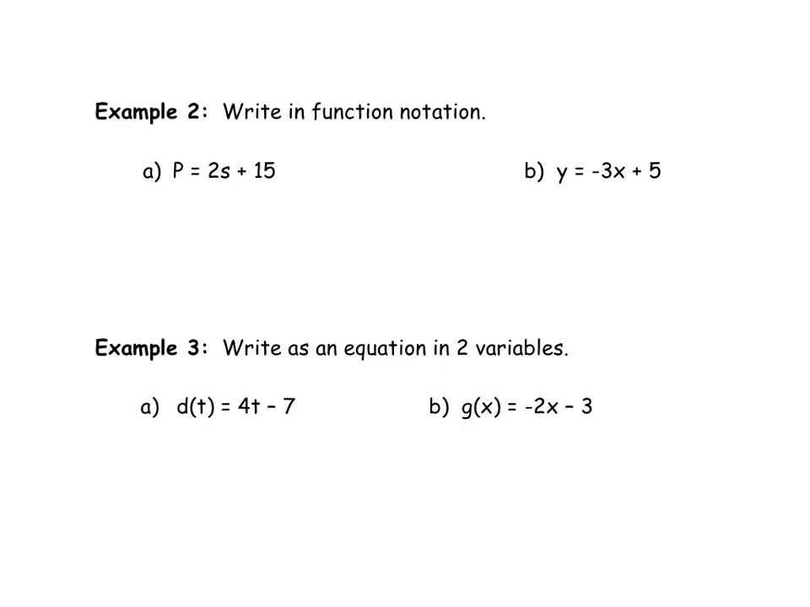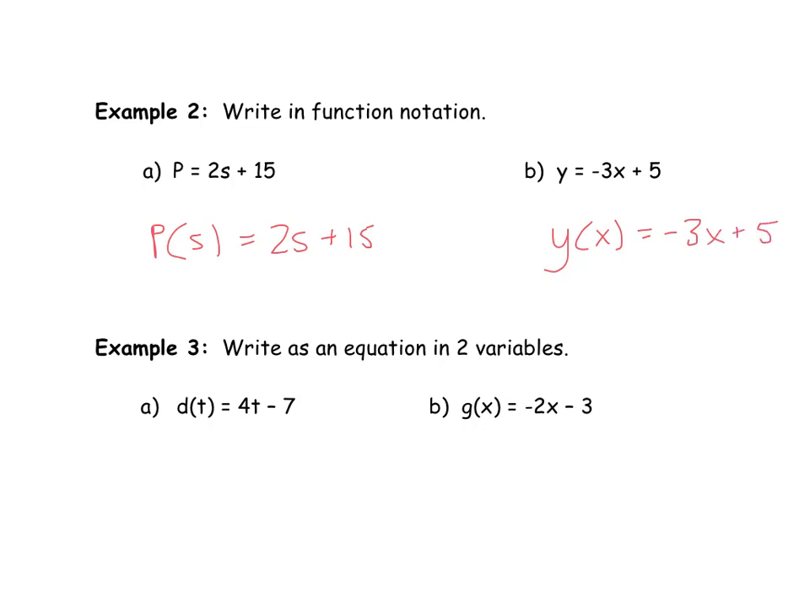Alright, example 2. Write in function notation. So notice here in this formula we have P equals 2s plus 15. So s is your independent variable, P is your dependent. So what we're going to write is that P of s is equal to 2s plus 15. Okay, so similar here, we have y equals negative 3x plus 5. What we're going to write here is y of x equals negative 3x plus 5.